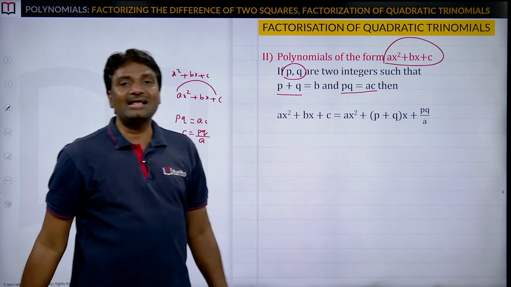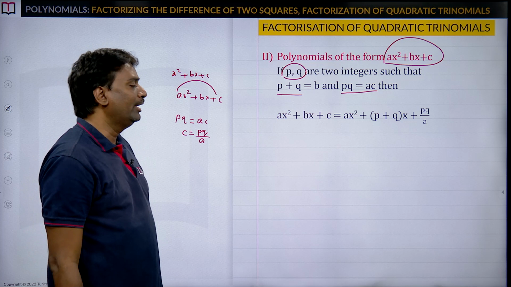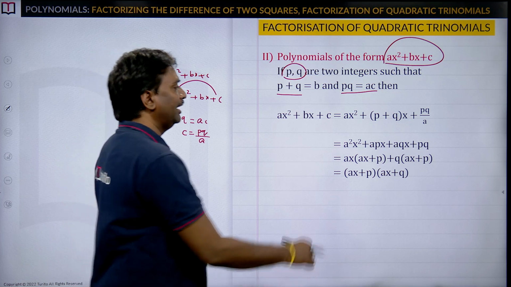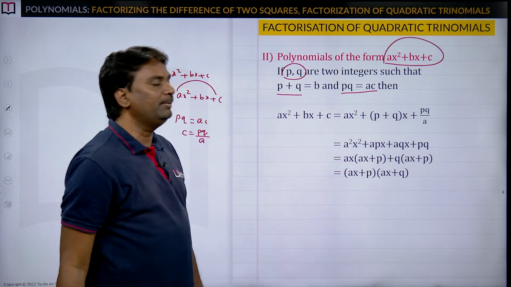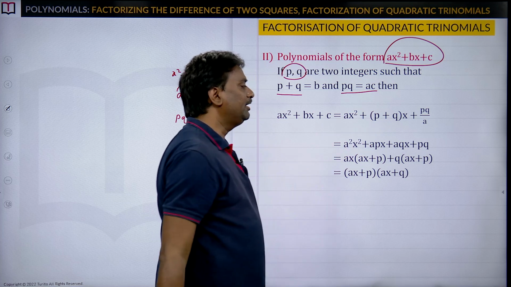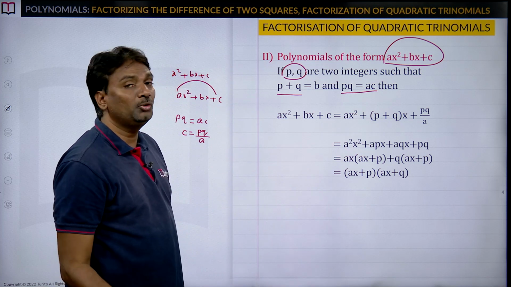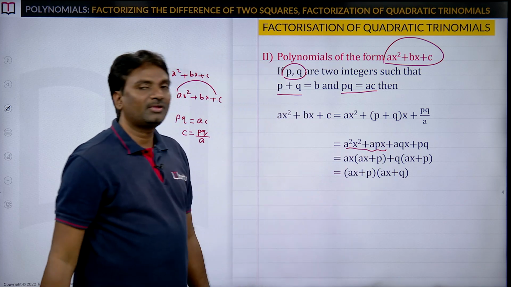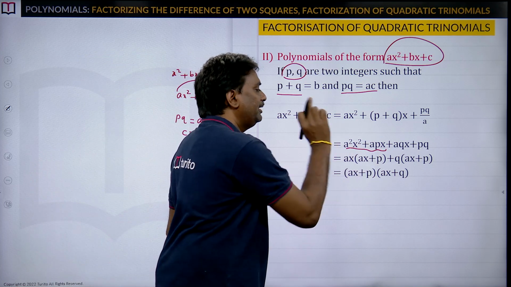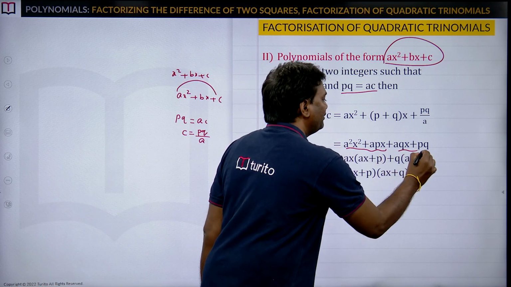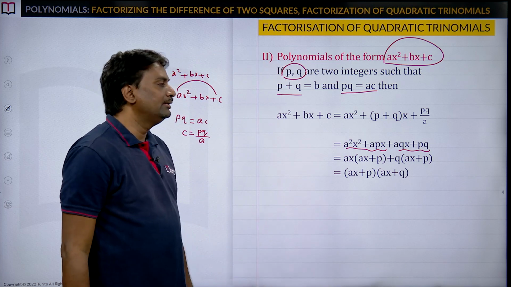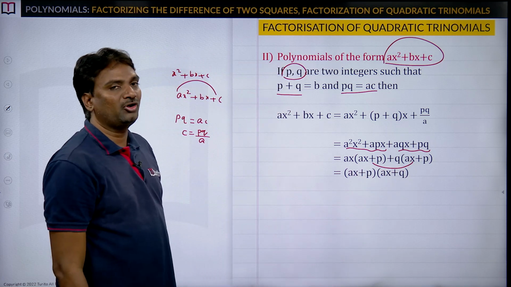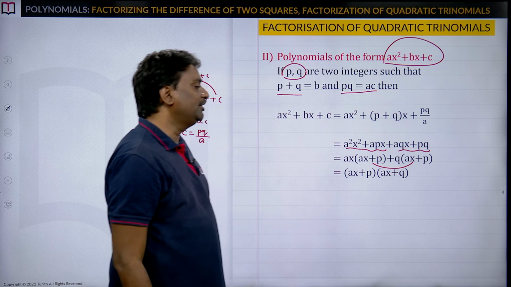Now, by taking a as LCM, in the RHS we have (a square x square plus a into (p plus q) into x plus pq) by a. Separating this, we get a square x square plus apx plus aqx plus pq. From a square x square plus apx, we can take ax as common, so you will get ax plus p. From aqx plus pq, by taking q as common, you will get ax plus p. Again, by taking ax plus p as common, we finally get (ax plus p) into (ax plus q).